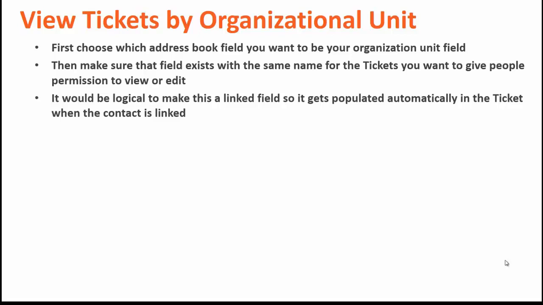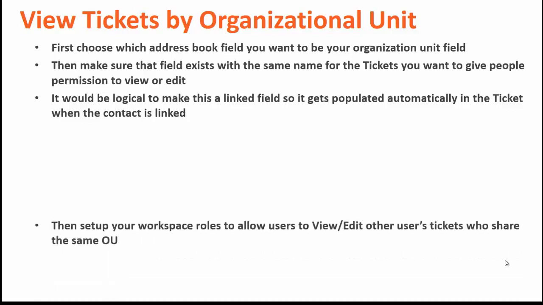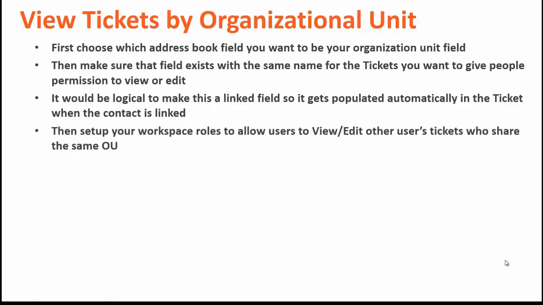Since the department field in this example needs to be populated for the ticket, it would make sense to make that a linked field. So every time you link the contact to the ticket, that department field automatically gets filled out. So you don't have to manually fill it out or have something else fill it out later. Next, obviously, you're going to want to go into the role, and for the roles that you do want to get this extra permission to see these additional tickets or edit them, you can go enable that.